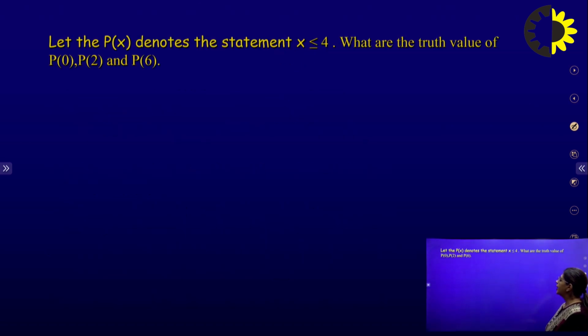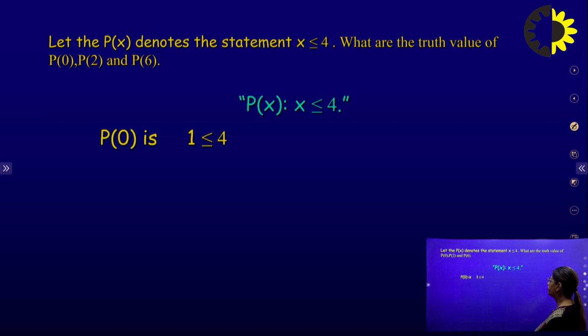Now, let Px denote the statement x less than or equal to 4. What is the truth value of P0, P2, and P6, right? These are the propositions. The proposition is x is less than or equal to 4. Now, we have to check the propositions with the given numbers to see whether each is true or false.